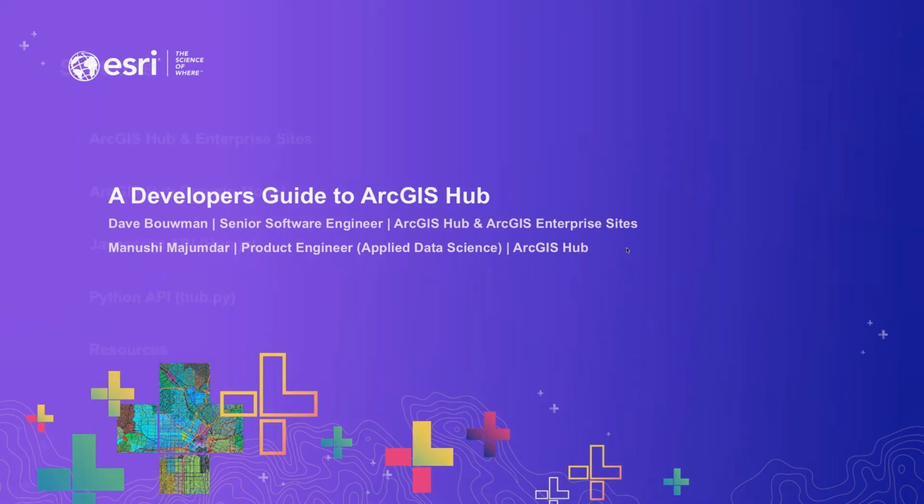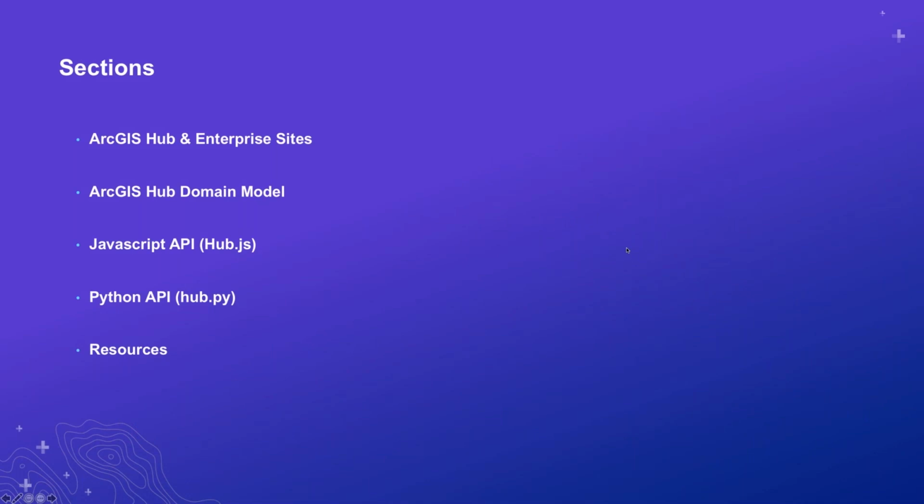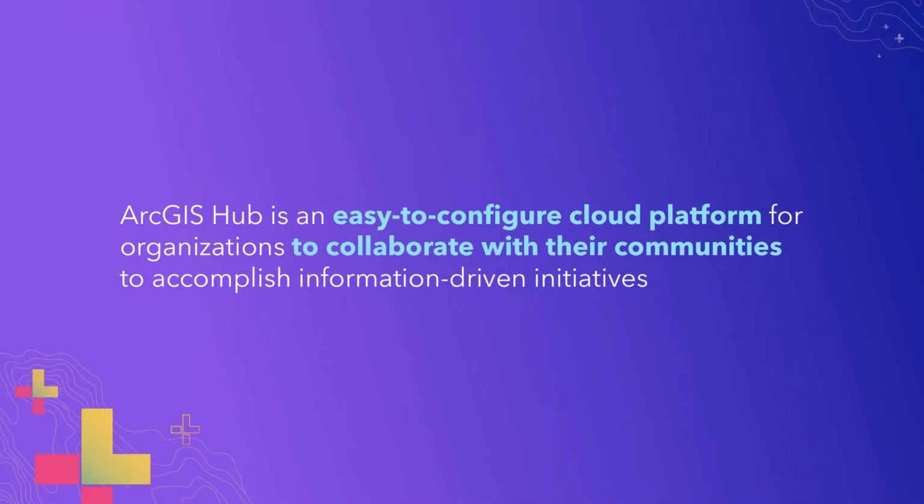Okay, so with that, again, a quick breakdown of what we're going to go through. We're going to talk a little bit about ArcGIS Hub and Enterprise Sites, how the two are related, how they kind of build on each other, because that's important from the perspective of these developer tools that we have, because they kind of work with both. We're going to talk about the domain model, so what are the various parts of the Hub system that you can work with through these APIs, and then again, I'm going to go over the JavaScript one, and Manushi's going to handle the Python. So let's keep moving.